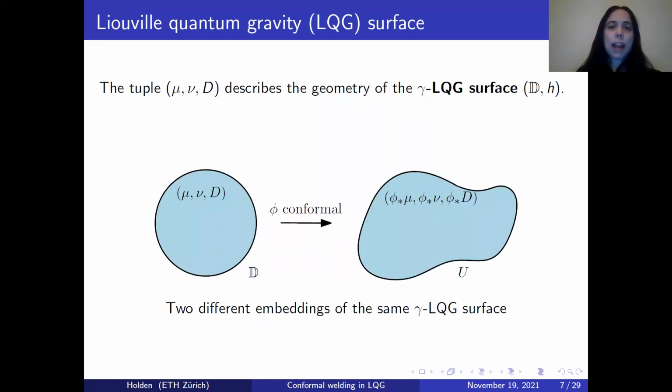When we work with LQG surfaces in this talk, we want to view them as abstract surfaces that can be embedded into the complex plane in various different ways. For example, in the figure, you can look at one LQG surface which has been embedded into the complex plane in 2 different ways. We view this surface as the same as this surface, because the measures and the metric of this surface are just the push forward of the measures and the metric of the other surface under some conformal map phi.